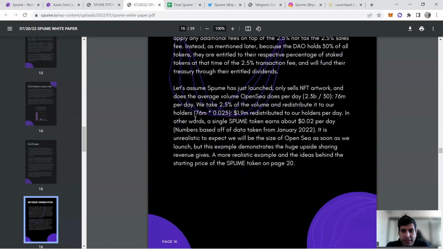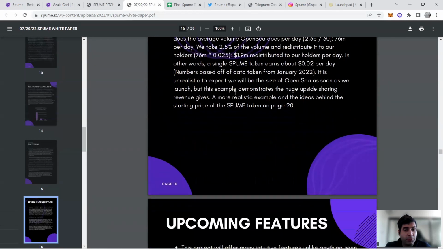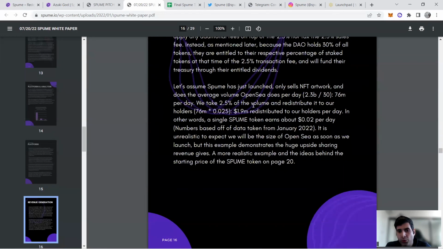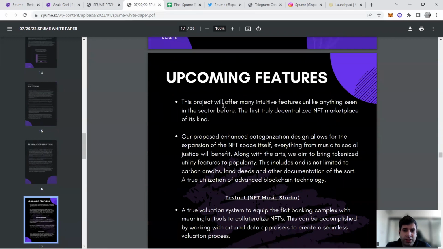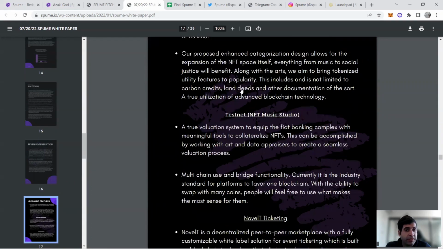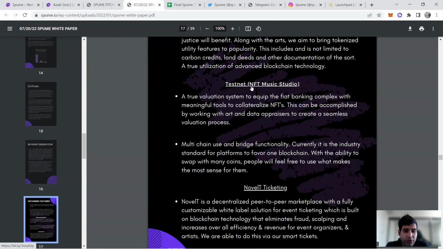Now, this is something to look at in more detail on the calculation. They're just comparing it to OpenSea. And the upcoming features that they're going to have, as I mentioned, they're also going to have the testnet for NFT Music Studio, which is already live. You can have a look at the testnet.